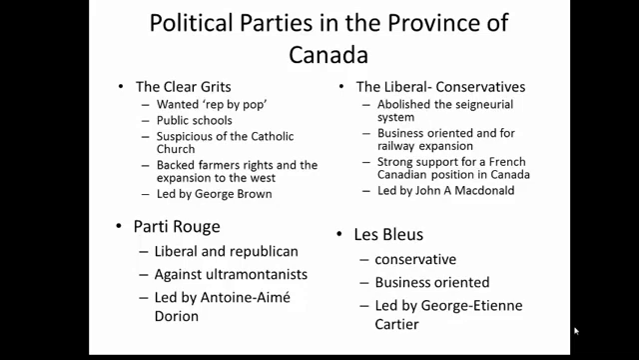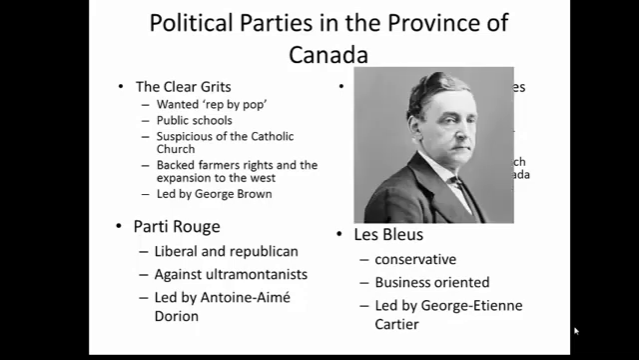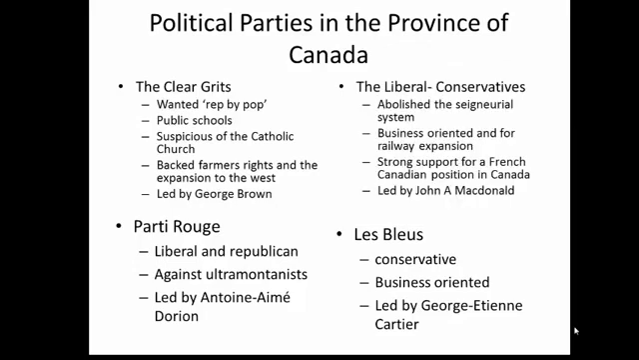The other political group, or one of them that we've already seen, is the Parti Rouge. They were led by Antoine-Aimé Dorion. They were perhaps the smallest group in the Legislative Assembly. They were liberal and Republican. They were, once again, against the Ultramontanists, and it was very difficult to gain their support.